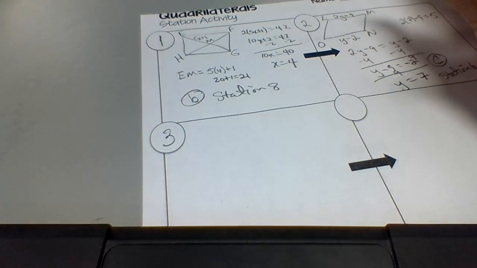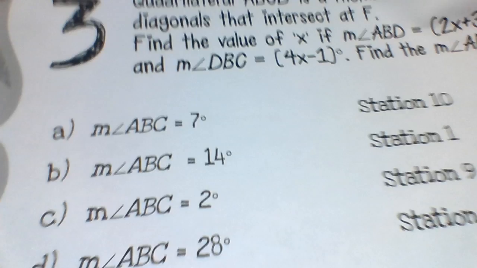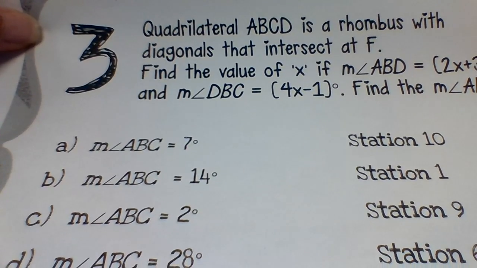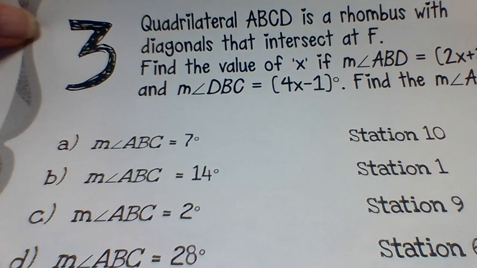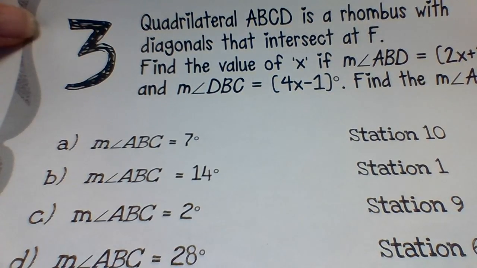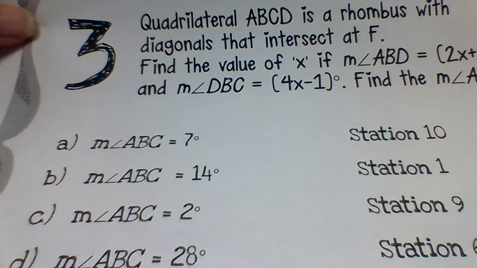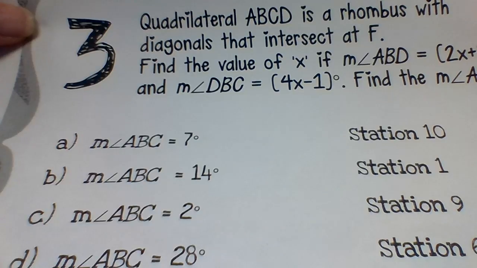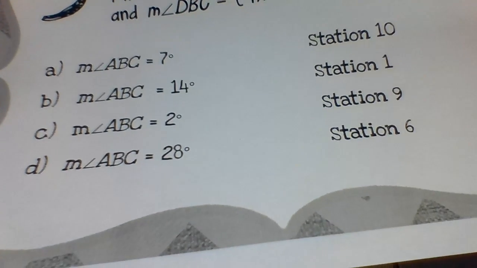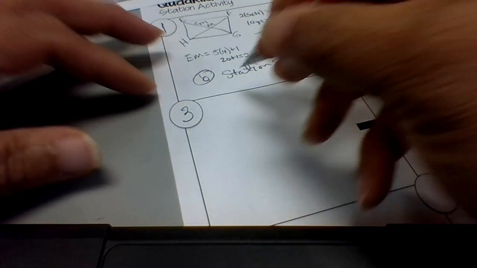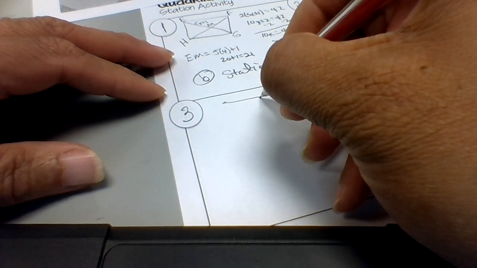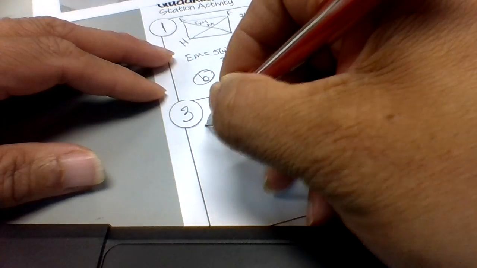Number 3. Quadrilateral ABCD is a rhombus with diagonals that intersect at F. Find the value of x if the measurement of angle ABD is equal to 2x plus 3, and the measurement of angle DBC is equal to 4x minus 1. And then find the measurement of angle ABC. Okay, so I have a rhombus this time. So those are equal.